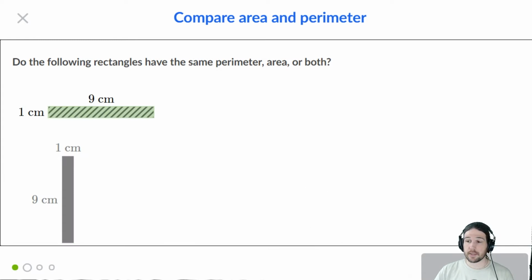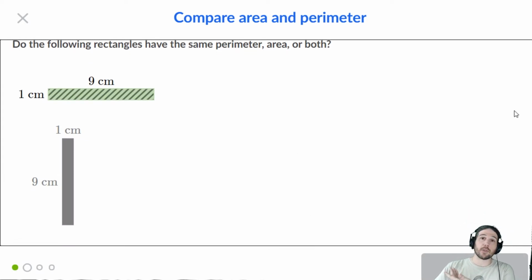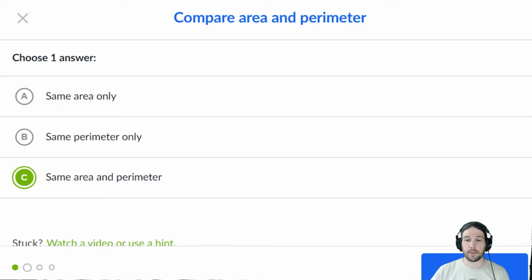Same deal with these. Yeah? Just because one is standing up and one is lying down doesn't change the fact that these are the same rectangle. The word we're looking for is congruence, and we will talk more about that in later streams. They have both.